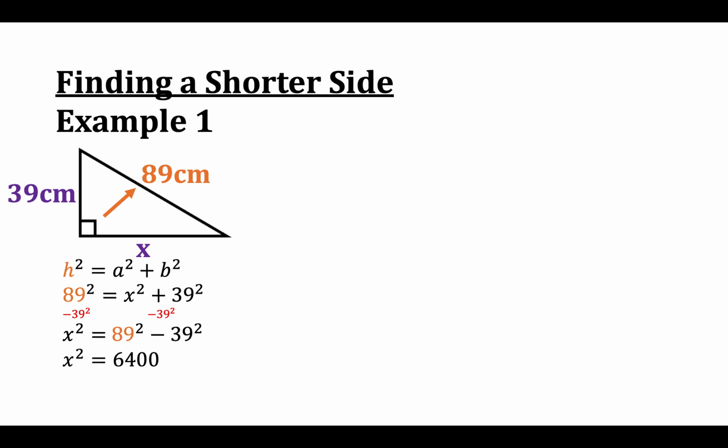That gives us 6,400 if you enter that into your calculator, and that's for x squared, and we would like x to be the subject of our formula. So we need to square root both sides of the equation to leave us with x equals 80, and we're working in centimetres.